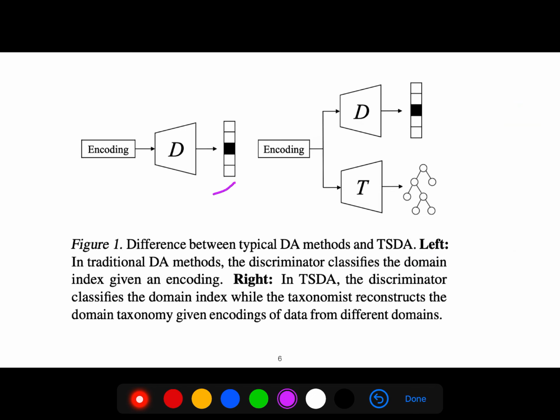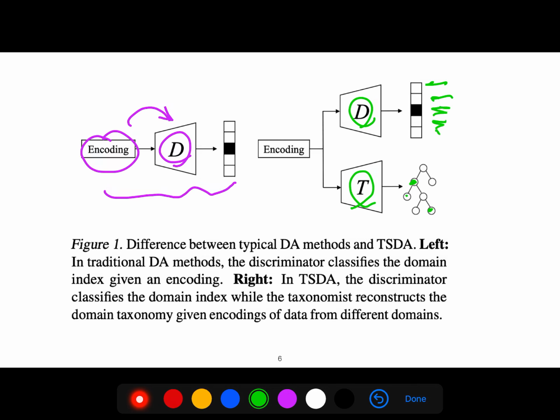So this is the difference from typical domain adaptation. In typical domain adaptation, you just have a discriminator. For example, you design the encoder to fool the discriminator, but in this paper, we have not only the discriminator, but also your taxonomist, because it classifies the domain index, this one or this one or this one. It not only classifies the class, but also the domain index, and reconstructs the domain taxonomy given encodings of data from different domains.